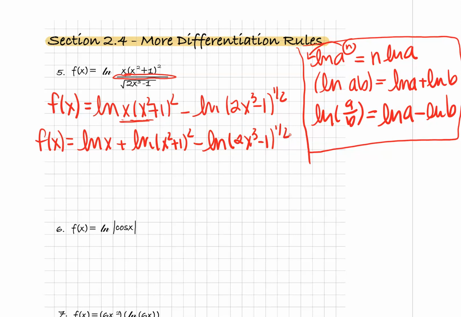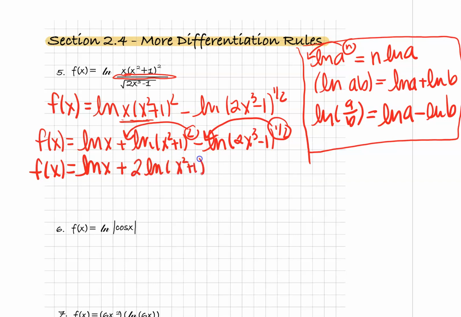Lastly, I'm going to apply what we did in the last problem, and take all these exponents and bring them out front in front of their respective ln's. So now I have f of x equal to ln x plus 2 ln of x squared plus 1 minus 1/2 ln of 2x cubed minus 1. There is my function expanded out from pre-calc algebra days. Now I'm going to do my calculus and my derivative.